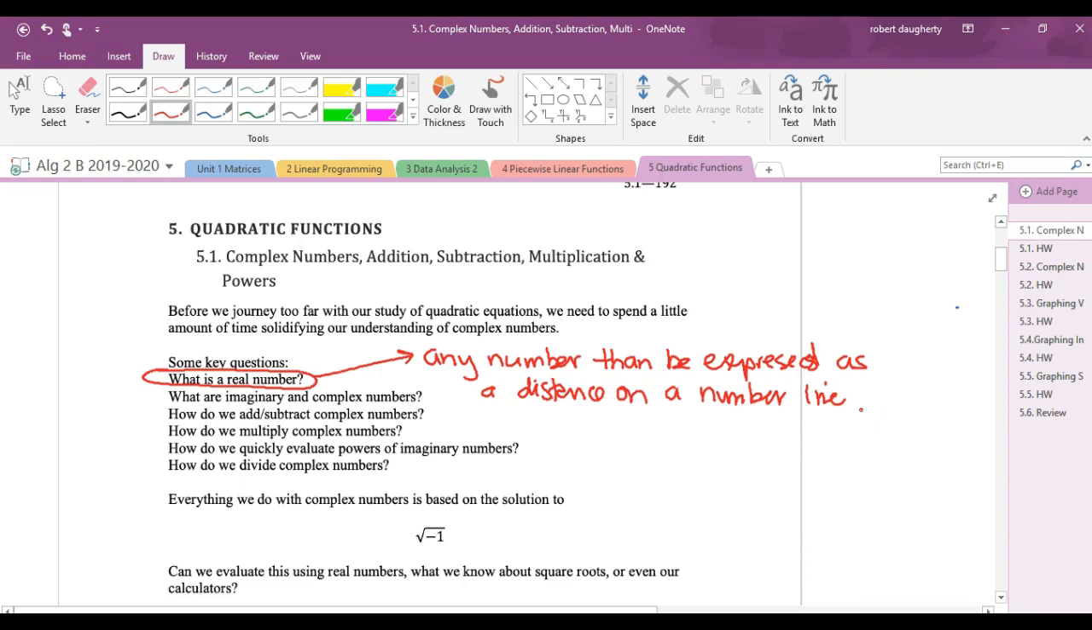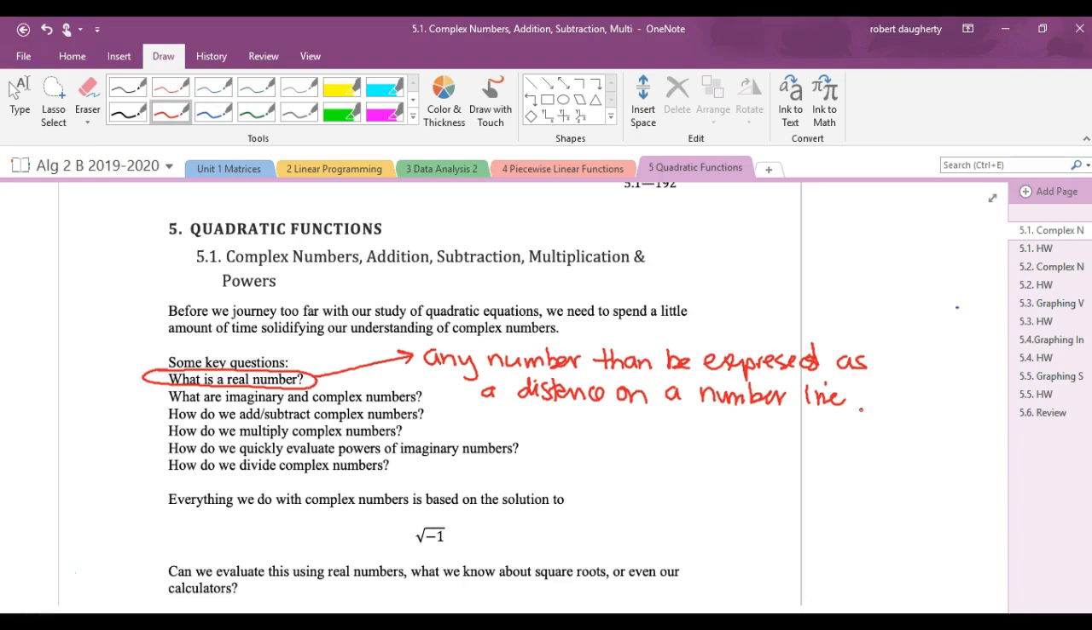So like the number 2, that could be a distance on a number line. I'm 2 units away from 0. What about the number pi? Yeah, I can be about 3.14 units away. Okay, what about the square root of 7? Yeah, that's a number. These are numbers that are real, so they can be expressed as a distance. -6 is 6 units away, so that's a real number. So these can be positive or negative. So that's what a real number is.